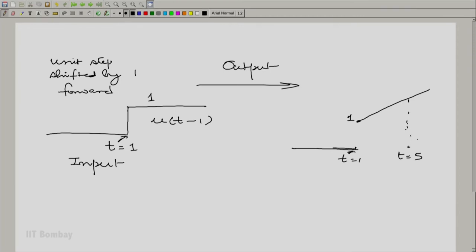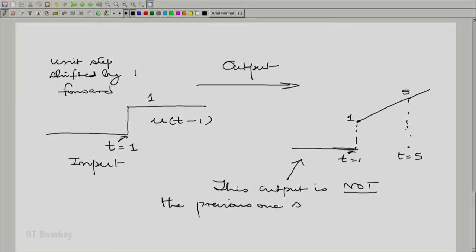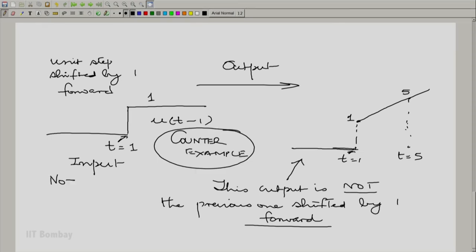At t equal to 5, the output is going to be 5. And this output, as we see it, is not the same, not the previous one shifted by 1. This is very important. It's not the previous output shifted by 1 forward. And therefore, with this one counter example, we have shown the system is not shift invariant.